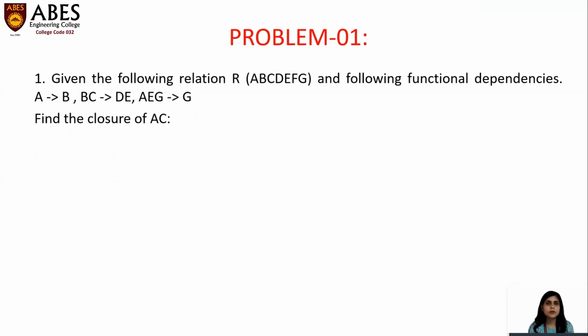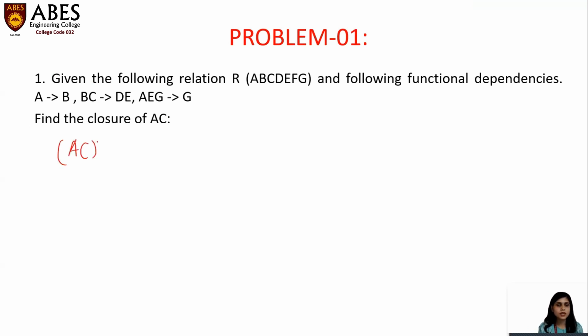So the first problem says that given the following relation R(A, B, C, D, E, F, G), we are also given the following functional dependencies: from A to B, then from BC to DE, and AEG to G. Okay, so we have to find out the closure of AC. So how can we do that?